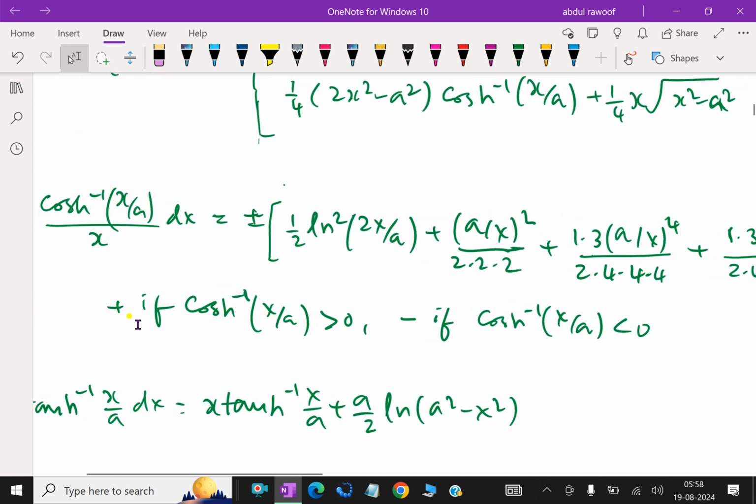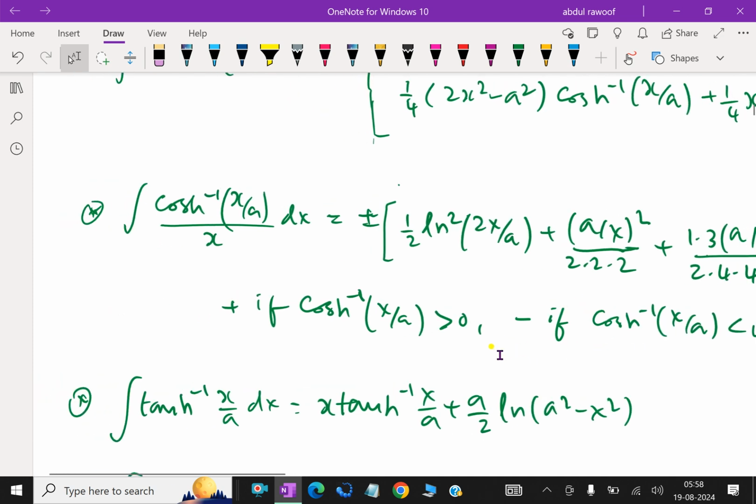Then the situation: because plus or minus is given, it is plus if cosh inverse (x/a) is greater than 0, and negative if cosh inverse (x/a) is less than 0.